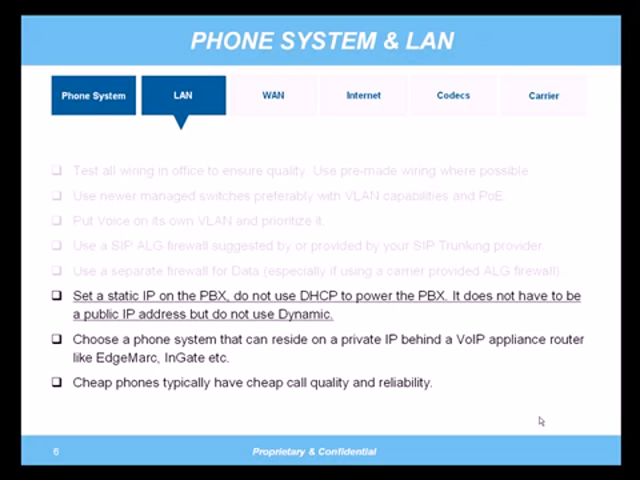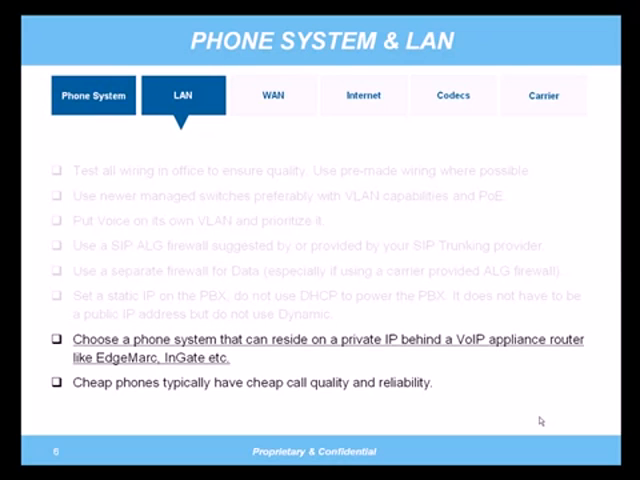You also want to set up a static IP address on the PBX. I've seen a lot of companies set their PBX to grab DHCP from their DHCP server, a dynamic IP address, and this can be a very bad thing. It makes it very hard to troubleshoot, and there can also be call routing problems. It doesn't have to be a public IP address, and I don't suggest putting a public IP address on a phone system, but definitely don't use dynamic IP addressing.